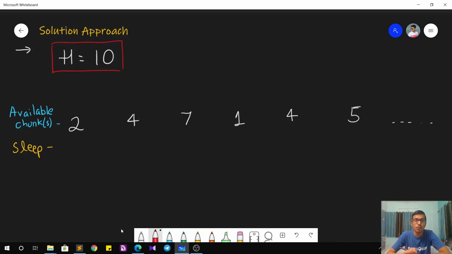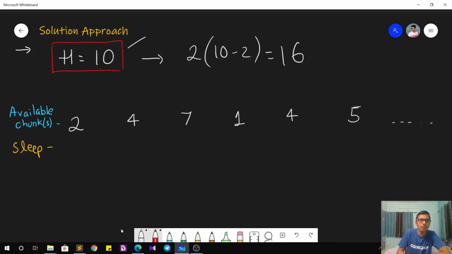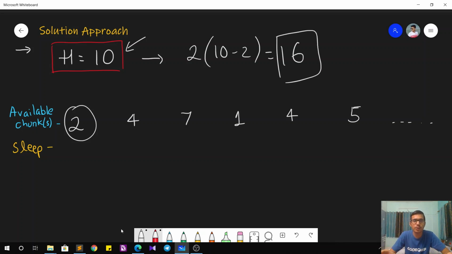What will be the outcome? What will be my result? The result will be that 2 units will be consumed, and because this is not completing my total sleep, the new value of h will become 2 into 10 minus 2, that is 16. Initially h was equal to 10, and by sleeping in this time I am actually increasing my required time. So it's not beneficial to me at all. The decision will be that I will not sleep in this available chunk. So pretty much the decision will be no.